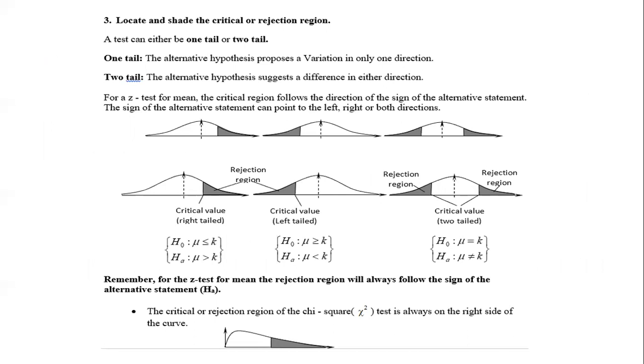For the z-test, you can have three different situations. You can have a right tail, a left tail, or a two tail. The tail will depend on the alternative symbol. So if the symbol is pointing to the right, then you have a right tail. If the alternative is pointing to the left, you have a left tail. If the symbol for the alternative is not equal, then you have a two tail. That's for the z-test for mean. But for the chi-square, it will always be to the right. Okay, bear that in mind. The critical region will always be on the right for the chi-square.